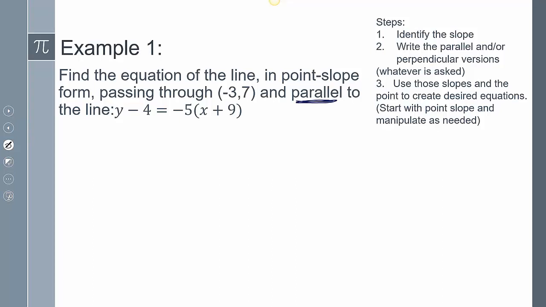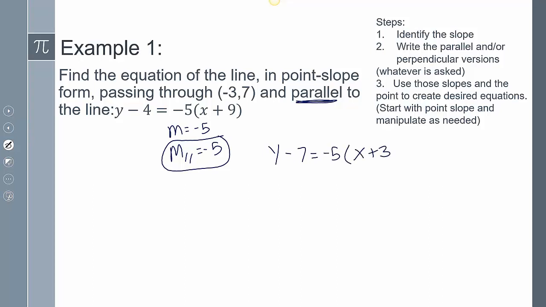So my original slope is going to be negative 5. Since the parallel slope, by definition, is the same slope, the parallel slope is also going to be negative 5. And that's the slope that I use to create my equation. So now I can do y minus y1 equals m times x minus x1. It says write it in point slope form, that's point slope form, and so that's going to be my answer.